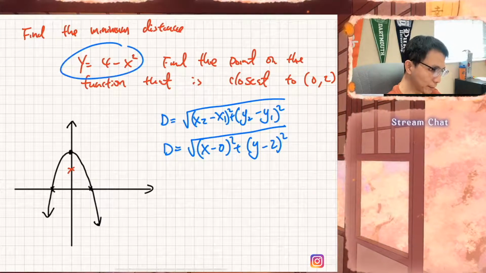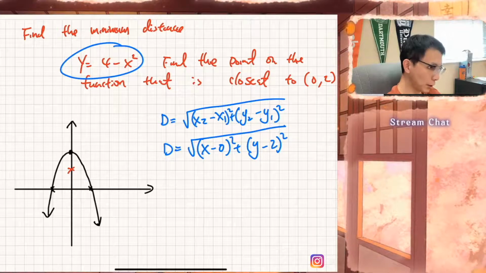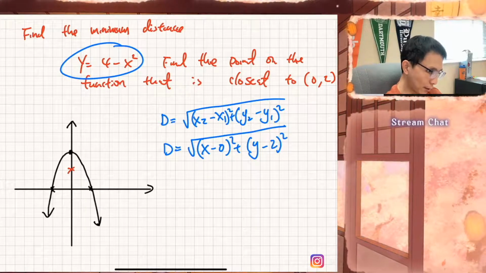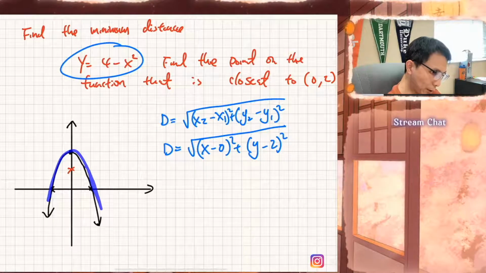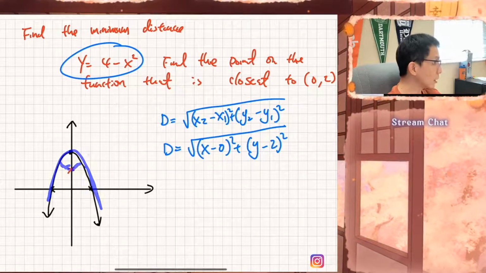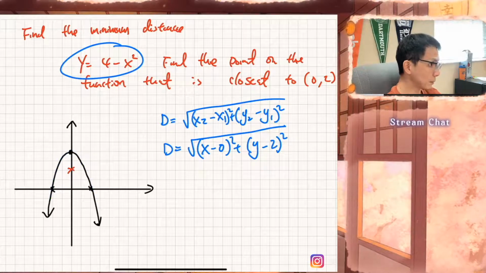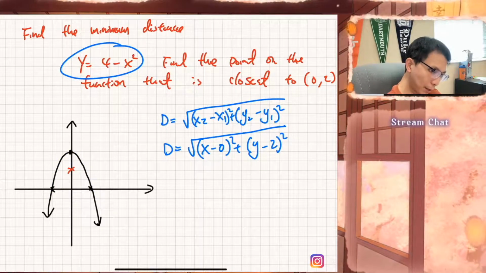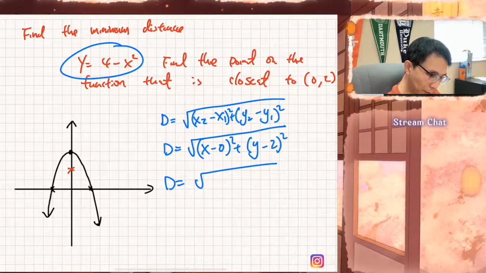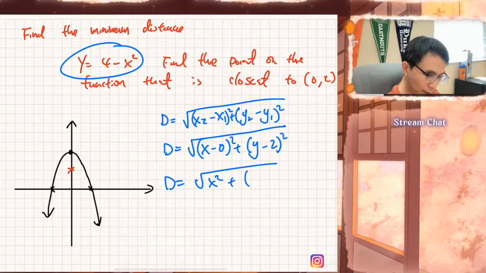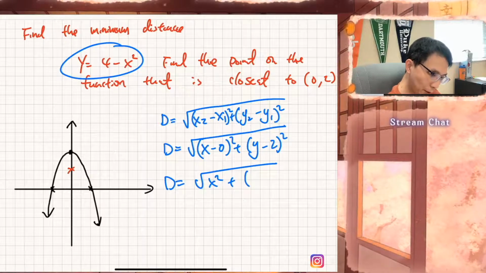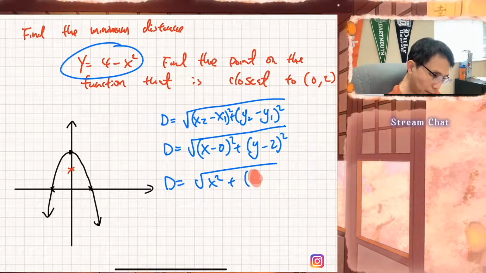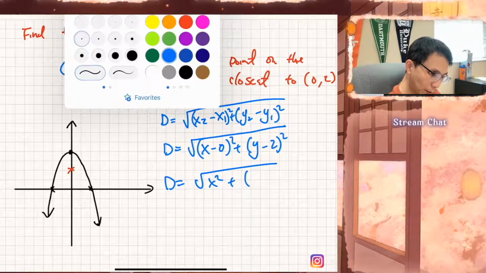It turns out we already have a constraint. The constraint is right here, the equation given to you. So we are looking for any random point here that is closest to (0, 2). Then I'm going to say d equals the square root of x squared plus y, and I'm going to substitute. Oops, my bad, it's going to be 4 minus x squared.